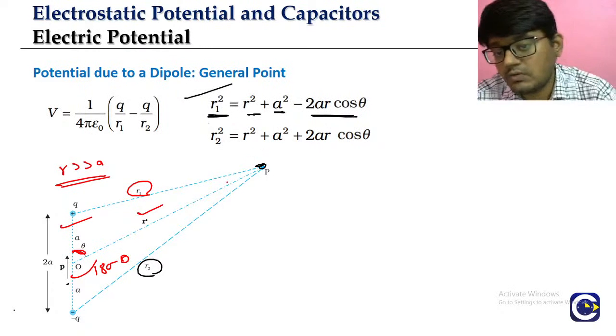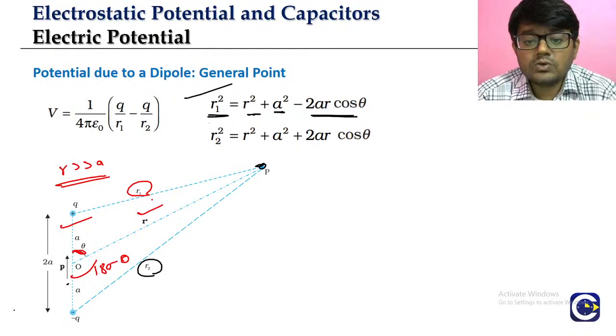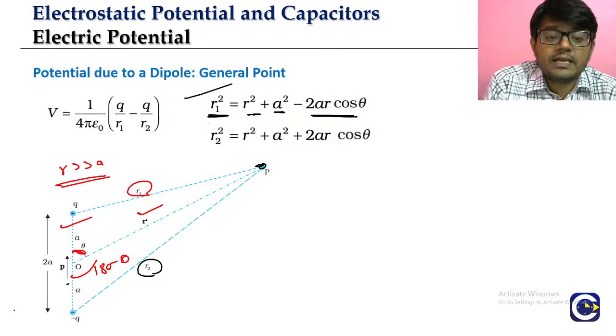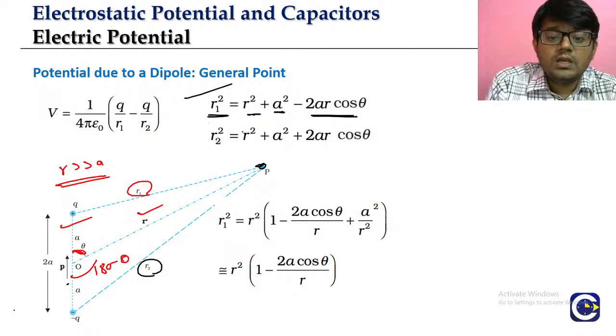r1 square is equal to what? r square plus a square minus 2ar cos theta. r2 square will be what? r square plus a square plus 2ar cos theta. Now we will try to further simplify it. Here, what we need is 1 by r1 and 1 by r2. So look at this now.